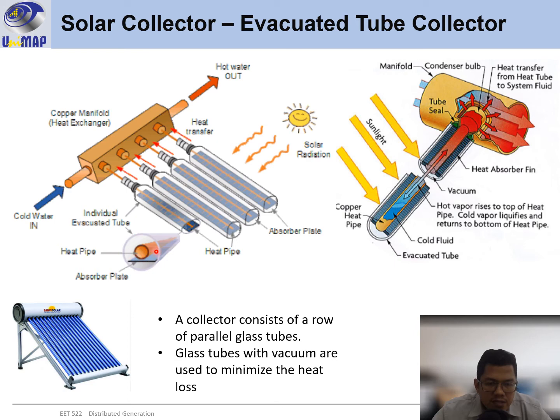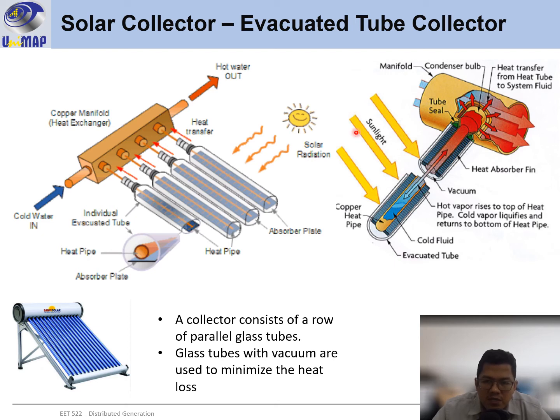We need to fill the heat pipe with some sort of fluid to transfer the energy. Okay, so the concept is like this: you have the sunlight here and you have the glass tube. Inside the tube you have the copper heat pipe, and inside the copper heat pipe you will fill it with liquid, and one of the materials that you can use is alcohol. Usually at the bottom of this the alcohol will be in liquid form.